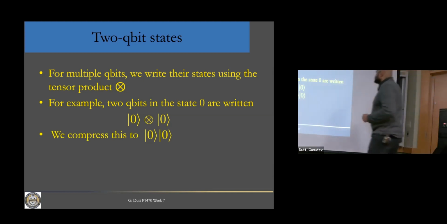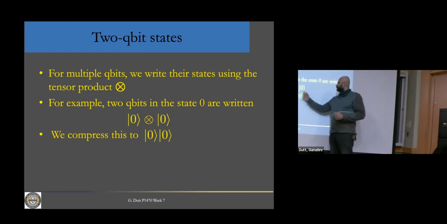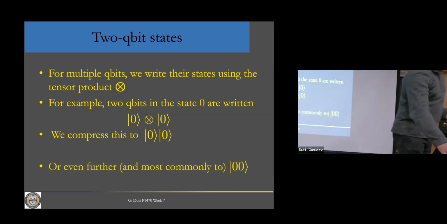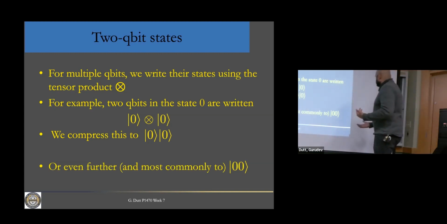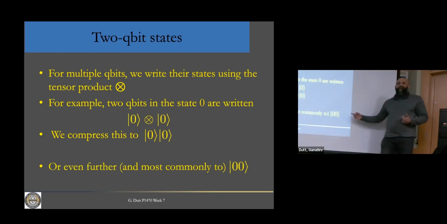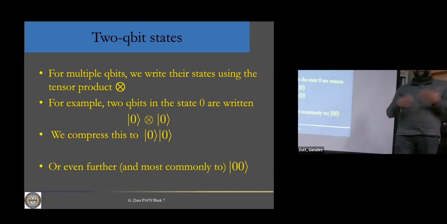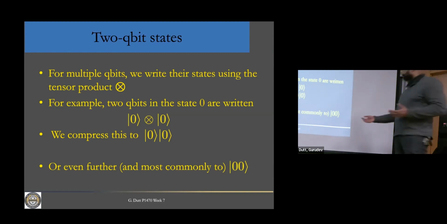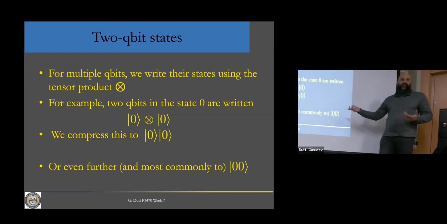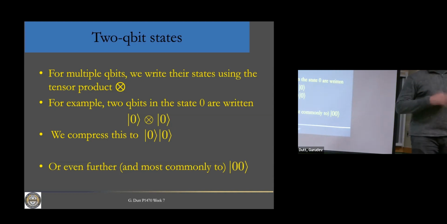So we'll compress this notation 0 tensor 0 to 0 0 like this, or even more compressed notation, which is most commonly used, is just ket 0 0. Okay. And it's understood, and we'll come to some conventions about how we write these strings of digits, the binary digits. So this is a 0 0 binary digit, 2 bits basically. And we are using that to represent this tensor product of two kets, which are both in the state 0. Okay.